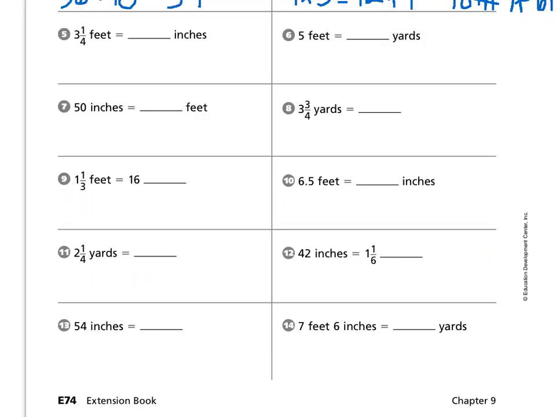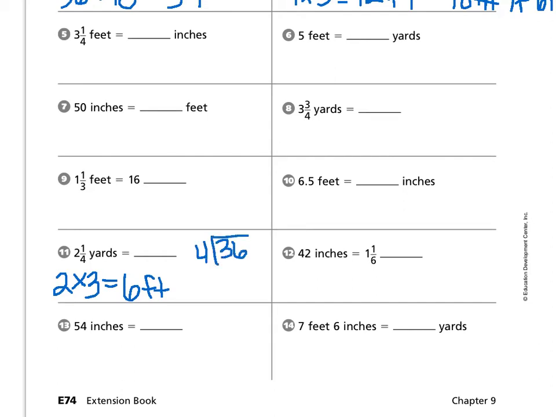Use these strategies to do numbers 5 through 10 on your own, but let's look at number 11. I have 2 1/4 yards equals what? And we're going to turn it into feet. So I know that 2 times 3 will give me the feet, because there's 3 feet in each yard, which equals 6 feet. Then I'm going to take my 36 inches and divide it by 4.